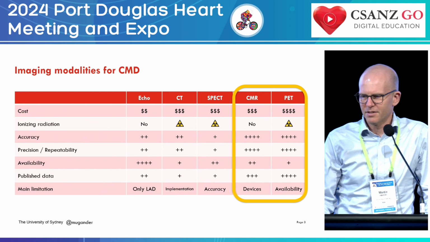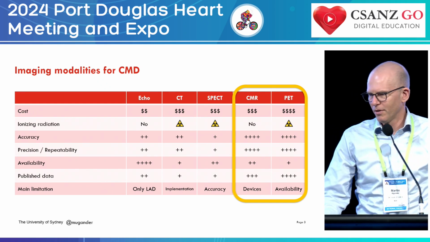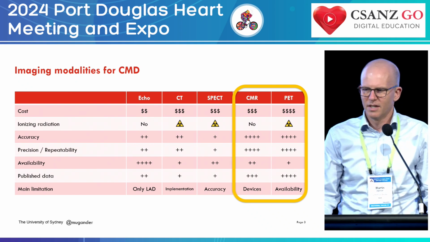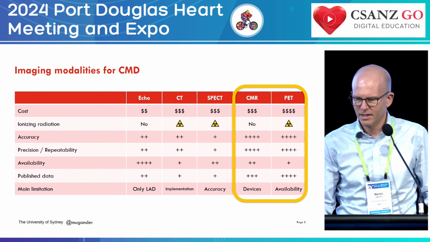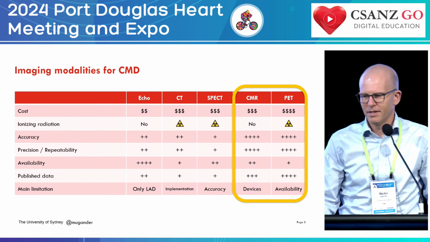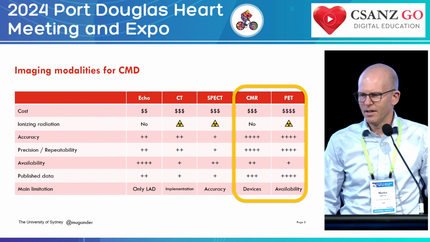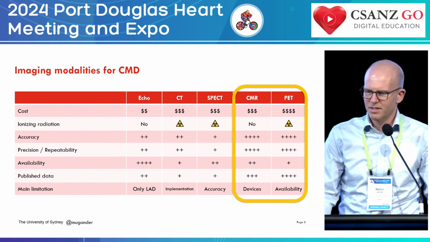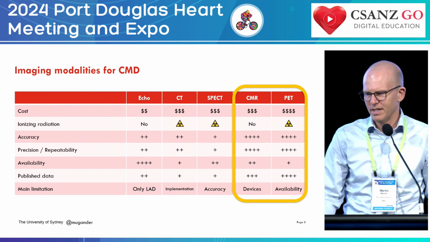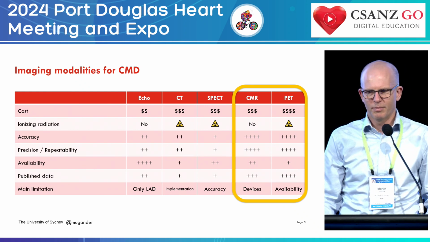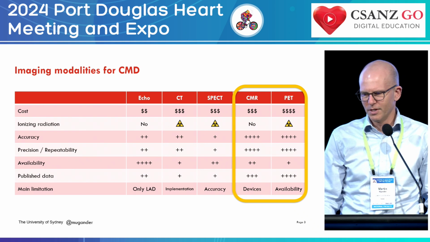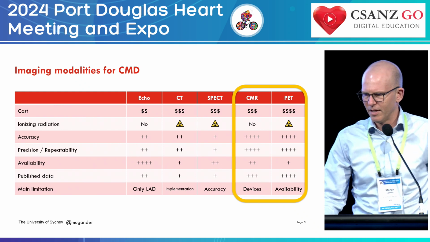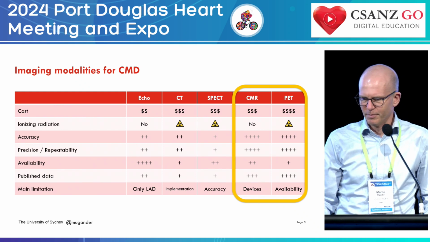If we compare PET and CMR, the precision and repeatability are both excellent for both of them. Availability is slightly more for CMR, although not a lot of sites have it here in Australia, but internationally. But we also have not very much PET here in Australia. And then the published data is slightly to the advantage of PET, but MR is coming on strong. CMR has a slight drawback with devices. Not all devices, pacemakers and ICDs, preclude us from having a CMR, but sometimes they cause problems with image quality. PET does not have that problem, but it's more the availability problem.